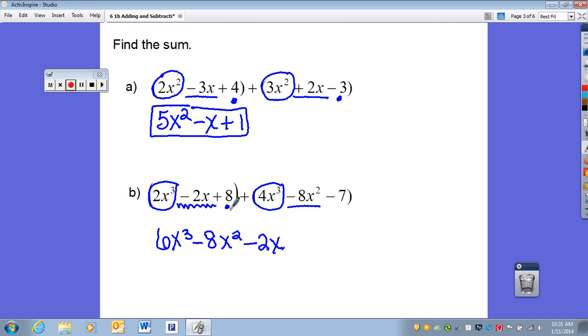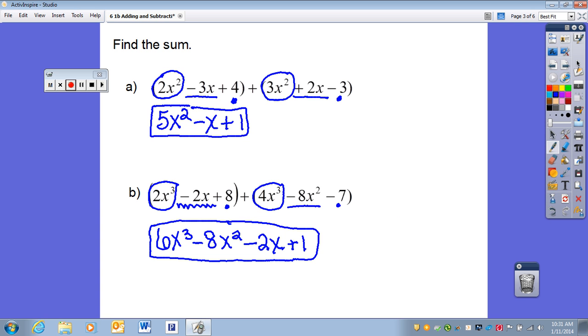Lastly, I have 8 minus 7. 8 minus 7 would be 1. This is my polynomial, which has been added. It is in standard form, and there is nothing else that I can combine together.